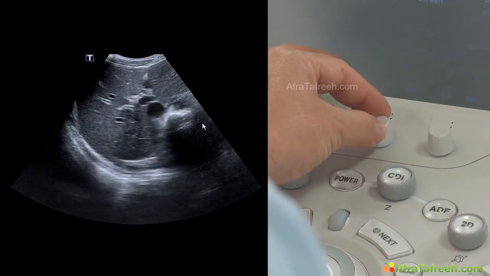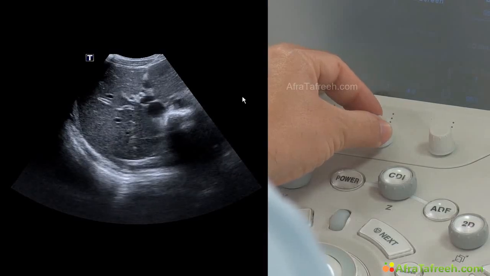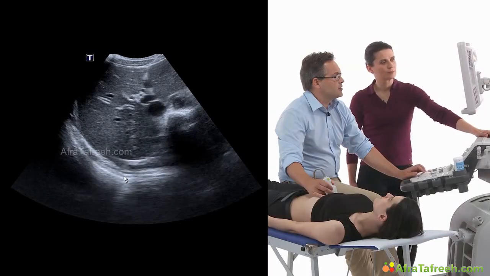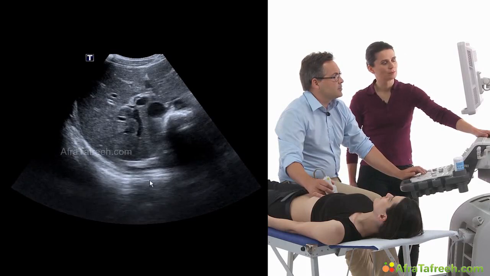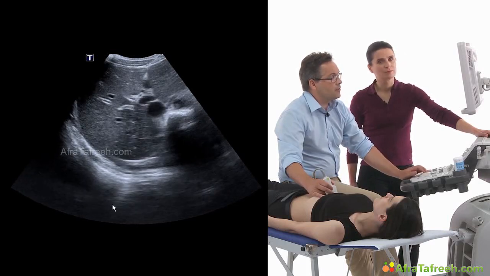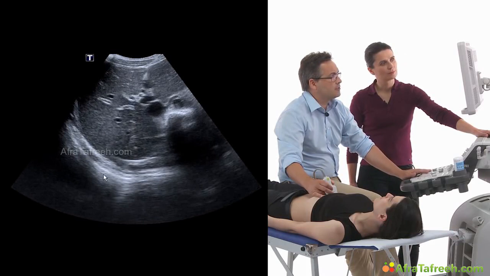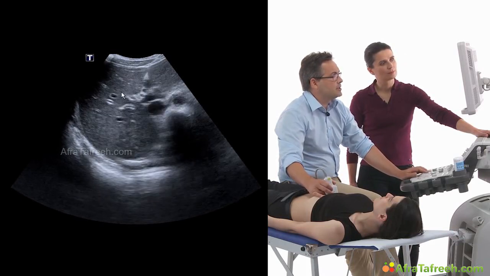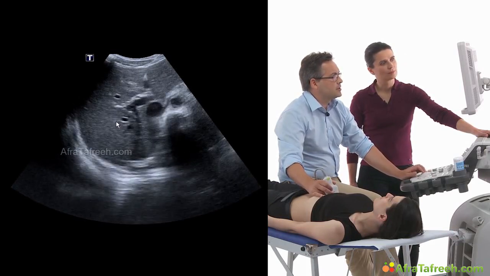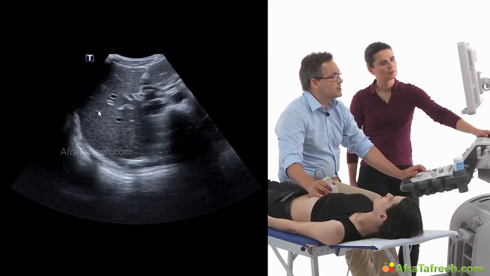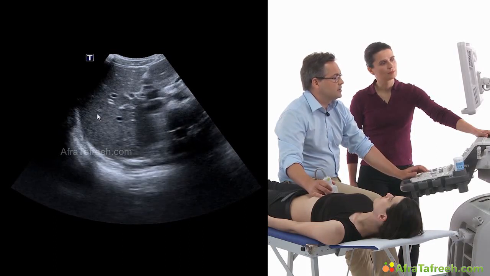Now we've got 4.0 megahertz, and you can see the picture on the screen is getting darker in the far field, so we lose information in the far field, but the detailed information in this region is getting even better.